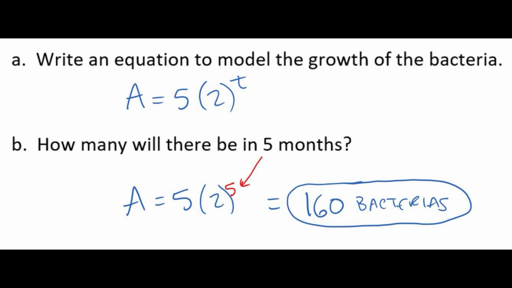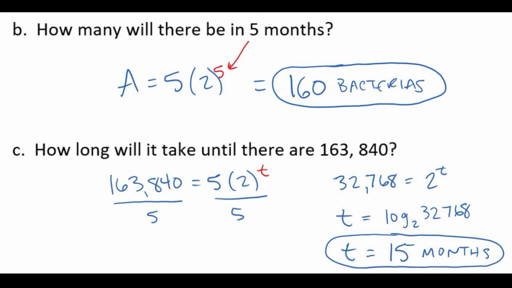So then next one says, well, how long is it going to take to have 163,840? So we set that up, and we just plug in a T instead of an actual number for the amount of months. And we're going to solve this. So we divide both sides by 5. We end up with 32,768 equals 2 to the T power. And then from here, we have to use our log trick.